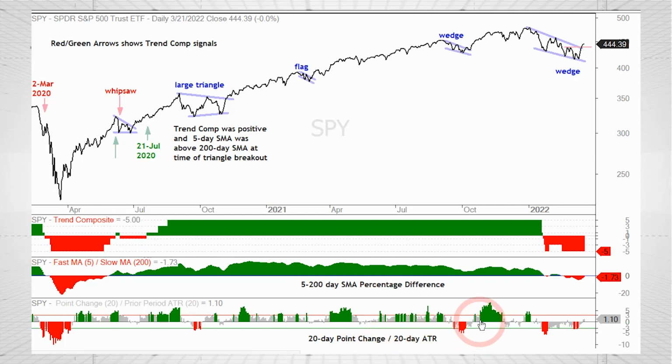And basically, when you get above +3, it means you've had a 3 ATR advance. That's green, that's bullish, and that's what we got with this breakout here in October. And then in late January, we got a 3 ATR decline. And that is bearish. It shows a price thrust to the downside, and that needs to be reversed with a price thrust to the upside. And we have yet to see that.